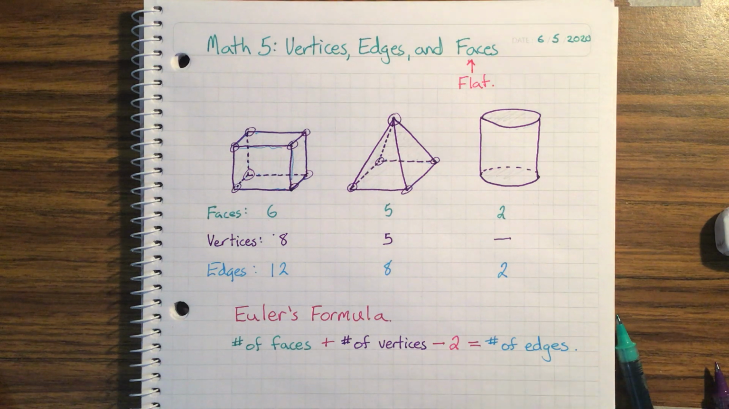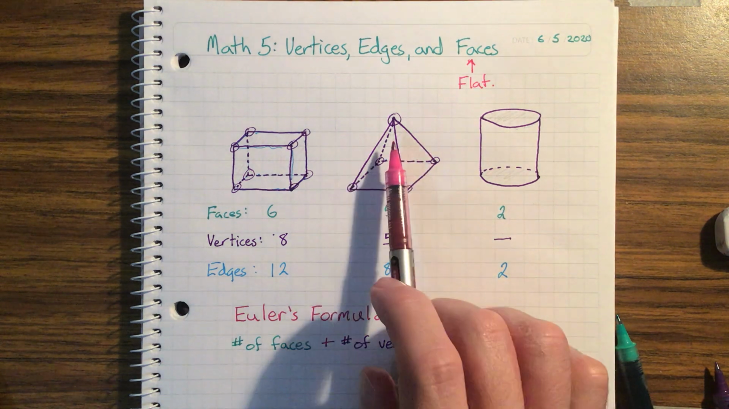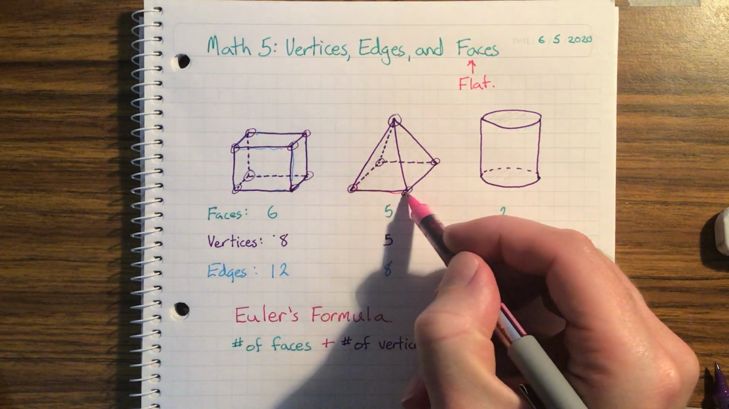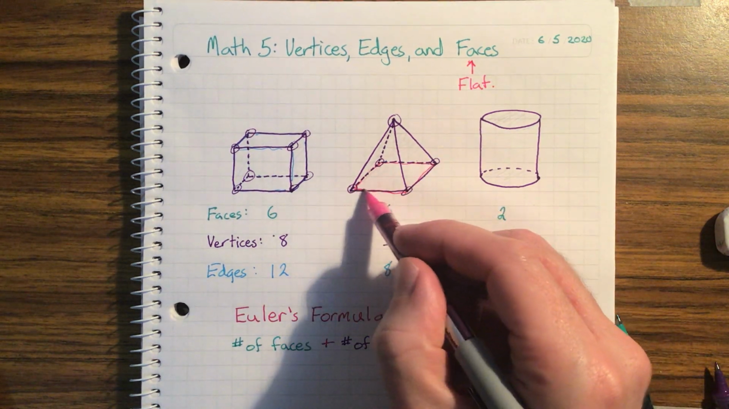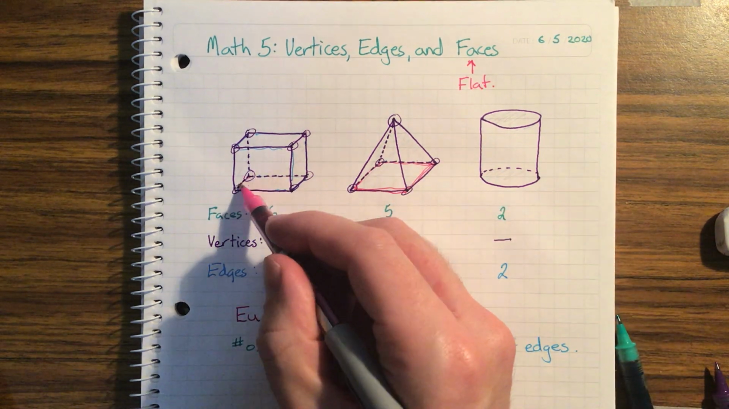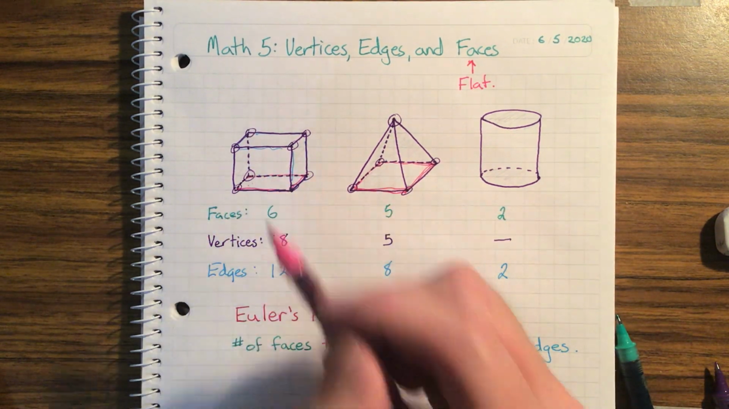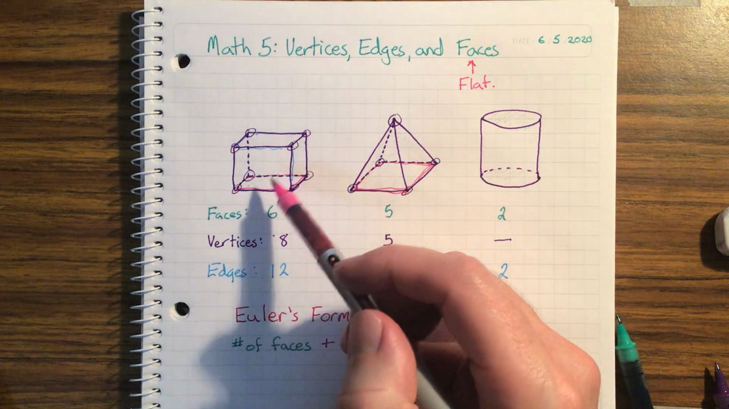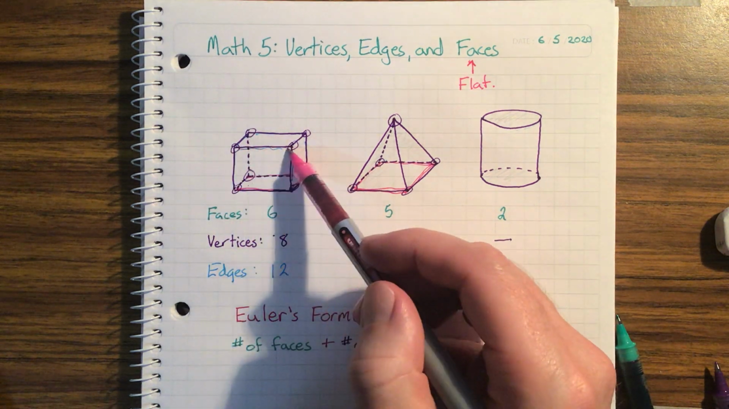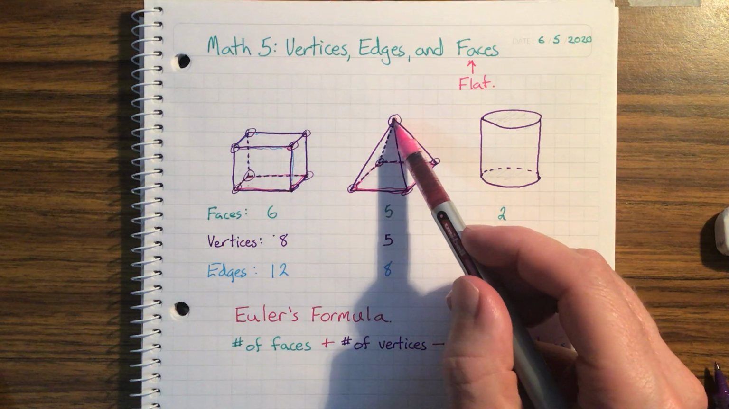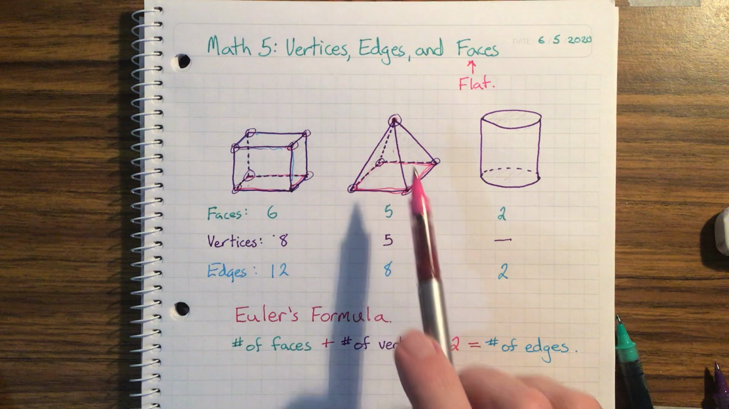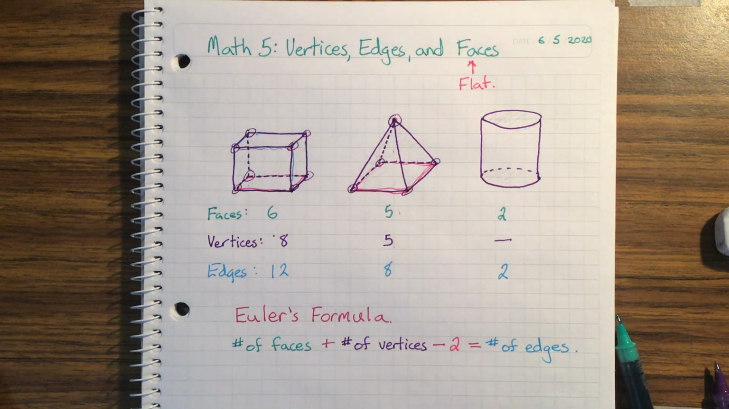Now, if we look here at our pyramid and our prism, they both have a 4-sided bottom. The base is 4 sides. So they kind of start off with the same size bottom, but then because our prism has a 4-sided top and our pyramid has a 1 vertex top, the pyramid has fewer faces and vertices.